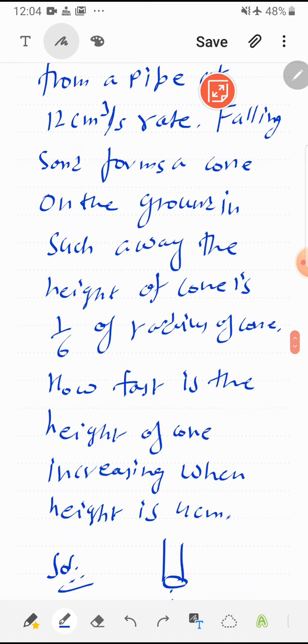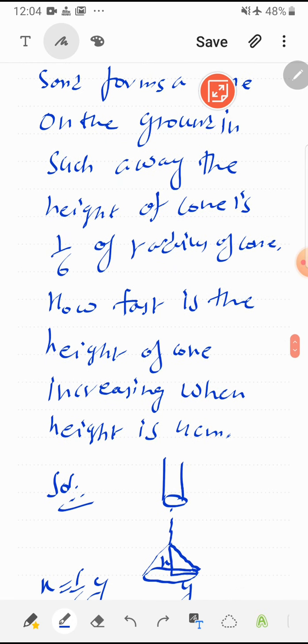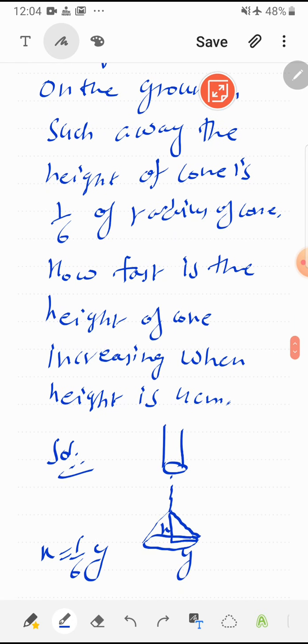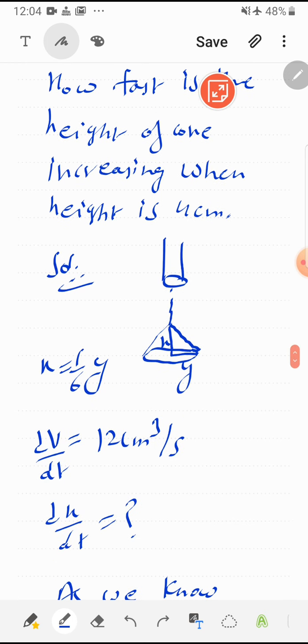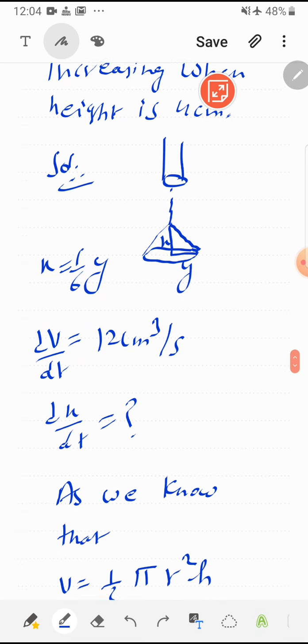Now this is a common observation. Whenever sand falls from a height, it forms a cone. So let us suppose x be the height of this cone and y be the radius of this cone, and it is given that x is equal to 1 by 6 y. Now dv by dt is 12 centimeter cube per second, because the rate of change of volume is given to us. dx by dt we have to find, that means how fast the height is increasing.